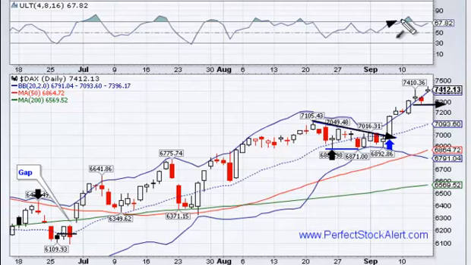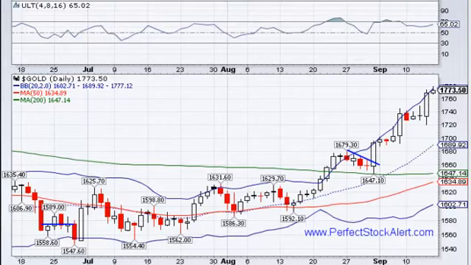Notice again, overbought, pulls back a little bit, and where are we going? Back to the overbought condition. Gold has been on a tear. It was the first one to break out, and this is the one that we talked about. This is the one that I would have traded as soon as you had this change.